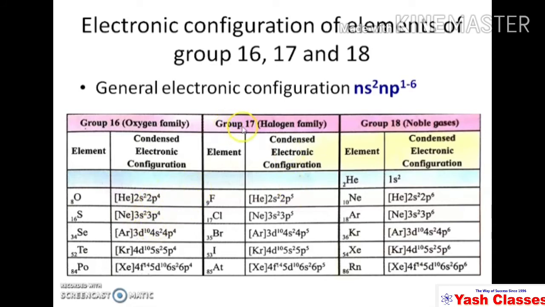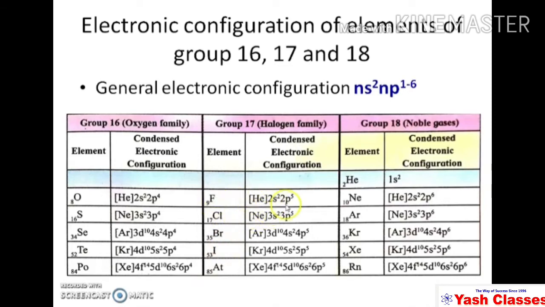Now the electronic configuration of group number 17 elements, that is the halogen family. In the halogen family again there are 5 elements: fluorine, atomic number 9; chlorine, 17; bromine, 35; iodine, 53; and astatine, 85. Astatine is a radioactive element. Fluorine, chlorine, bromine, iodine are the well known halogens.